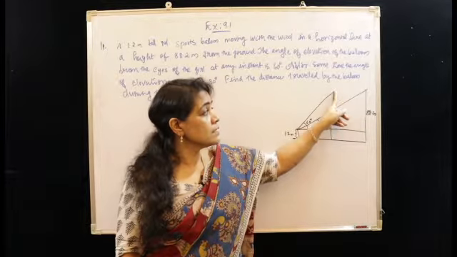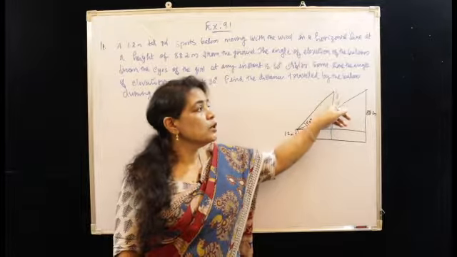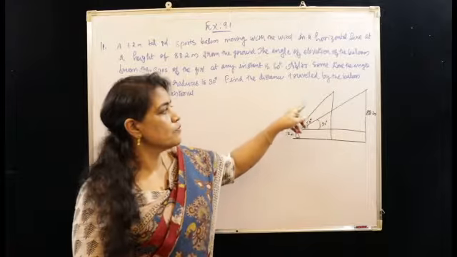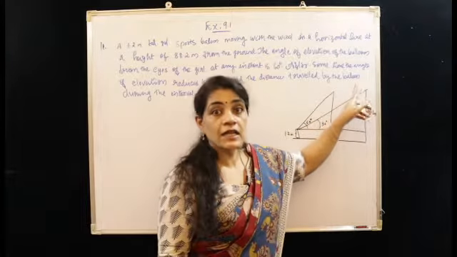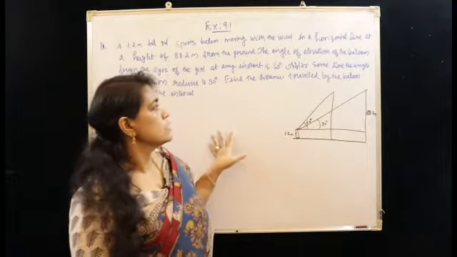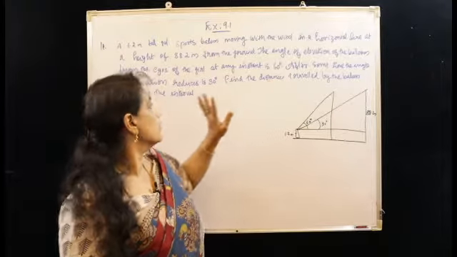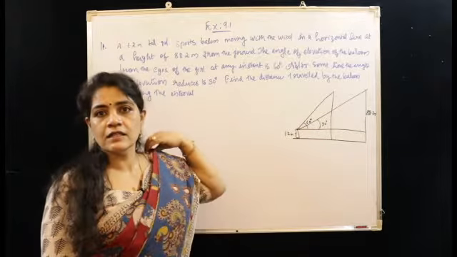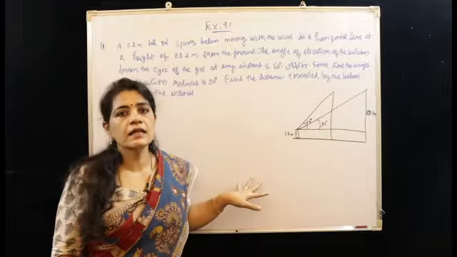So the distance travelled by the balloon during this interval, that means from this position to this position, is what is asked in the question. You have to find the distance travelled by the balloon during the interval. It is clear, children? Okay.